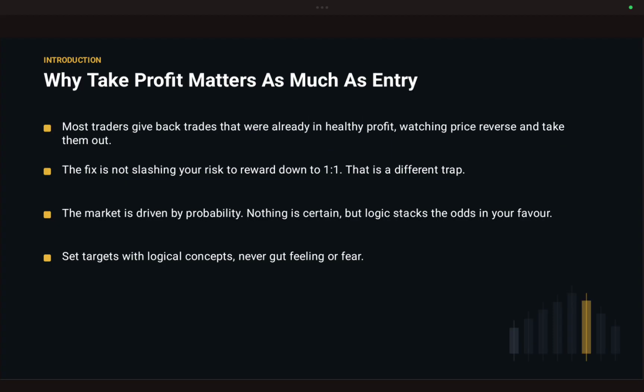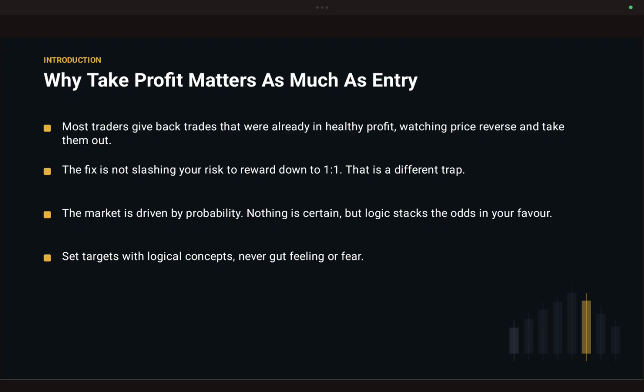So why is take profit important? Why does take profit matter as much as entry, if not more than entry? Most traders give back trades that were already in healthy profit, watching price reverse and take them out. You get in on a trade, you see that trade print some healthy profit, and then it reverses on you and takes you out. That is because you did not set the objective target for that trade. Either you overstretched and overextended your target, and price will not get to it. It has to be objective.